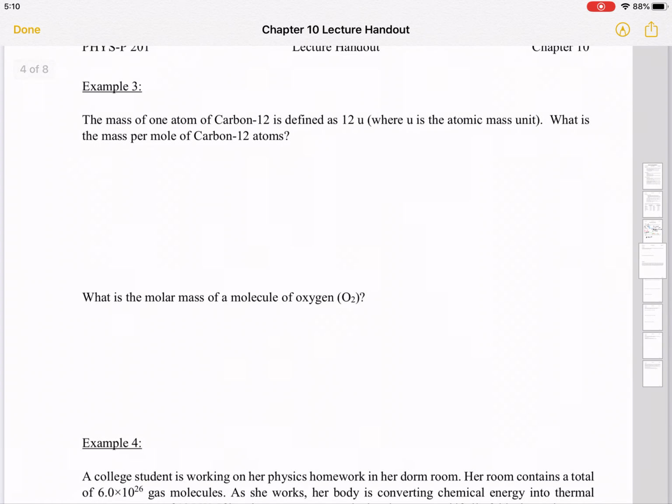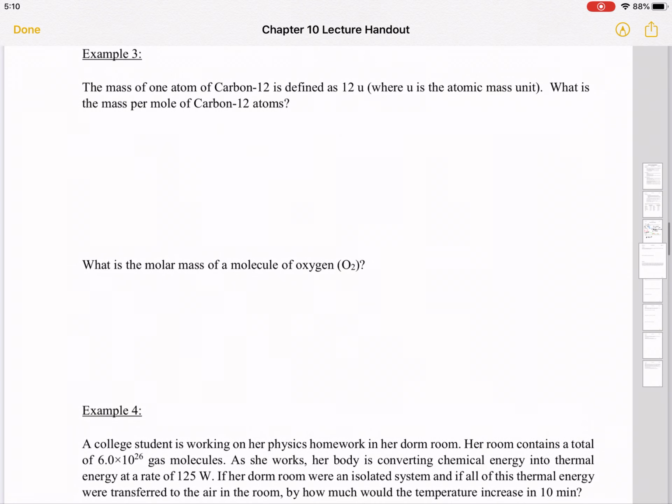Here's an example that says the mass of a carbon-12 atom is defined as 12 atomic mass units. What is the mass per mole of carbon-12 atoms? Okay, so I'm introducing here this atomic mass unit, U, right? So one atomic mass unit is 1.66 times 10 to the minus 27 kilograms. It's pretty close to the mass of a nucleon, like a proton or a neutron. It's not exactly, because those masses are different by just a small amount.